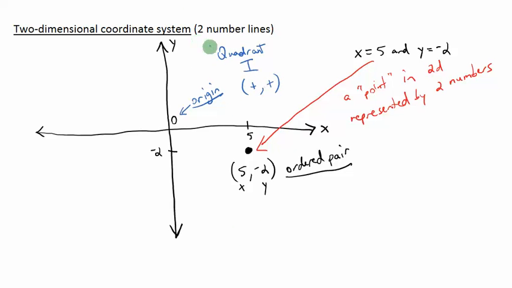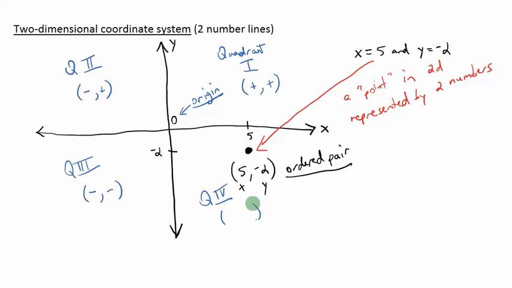And then we proceed to rotate counterclockwise to label the rest of the quadrants. So this is quadrant 2, so shortcut is Q2. This is quadrant 3. And finally we have quadrant 4. In quadrant 2, you go left and up, so x is negative, y is positive. In quadrant 3, you go left and down, so x is negative, y is negative. And finally, in quadrant 4, you go right and down, so x is positive and y is negative.